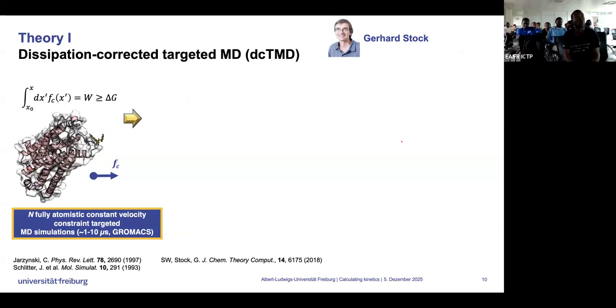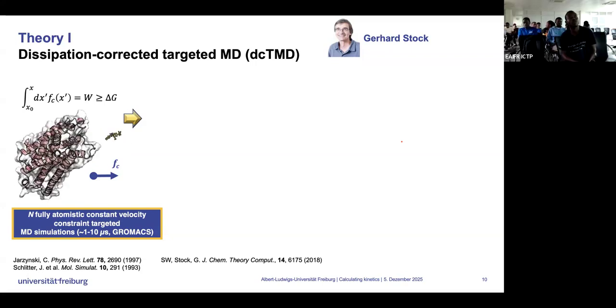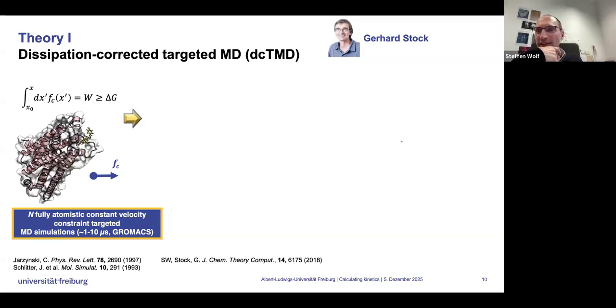What's the length of each of these 200 to 400? Again, it depends on the velocity that you use. It's between 3 and 30 nanoseconds. That means technically, in case your cluster is empty, you can do this over a weekend.